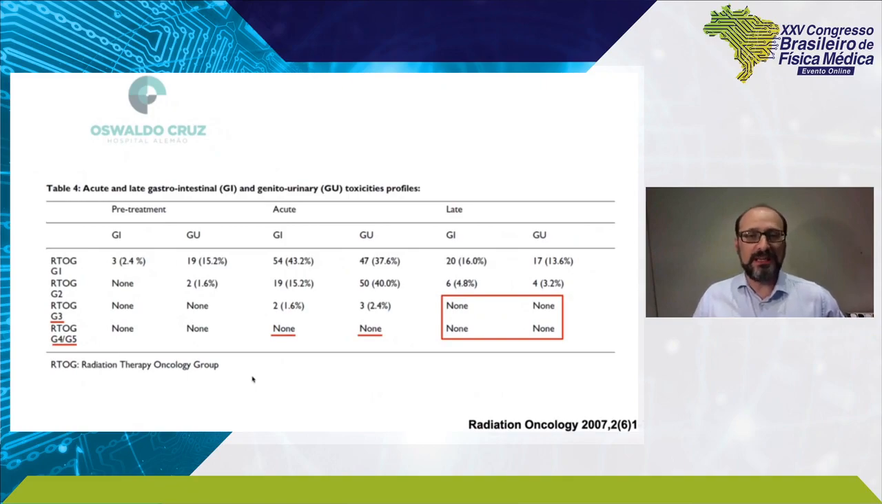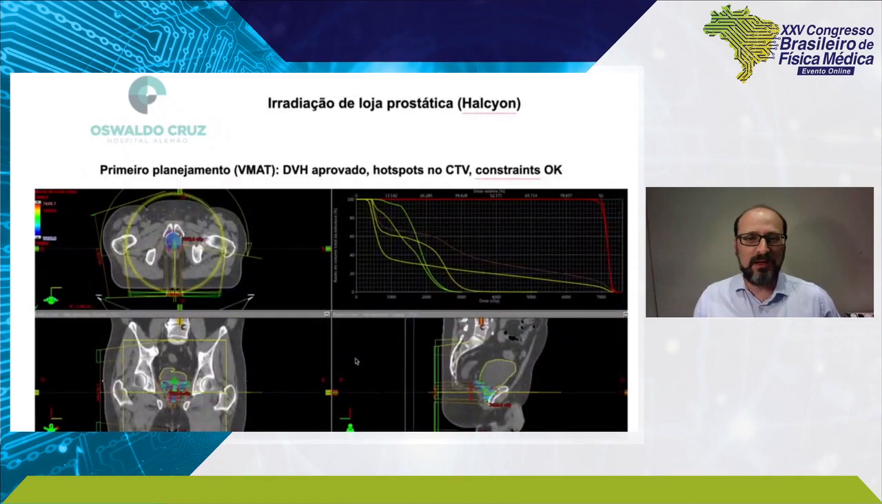Constraints rigorosos e rigorosamente seguidos pela física fizeram com que não tivéssemos nenhuma toxicidade gastrointestinal ou geniturinária graus 3 e 4 tardias, e nenhuma toxicidade aguda grau 4 ou mesmo grau 5. Ou seja, seguir rigorosamente os guidelines de planejamento que foram estabelecidos dentro do departamento era uma garantia de qualidade. Mas existem situações, especialmente com o SBRT, em que isso é uma nuance.